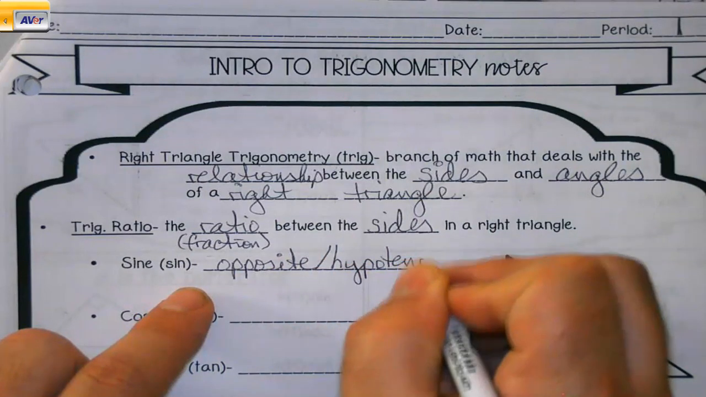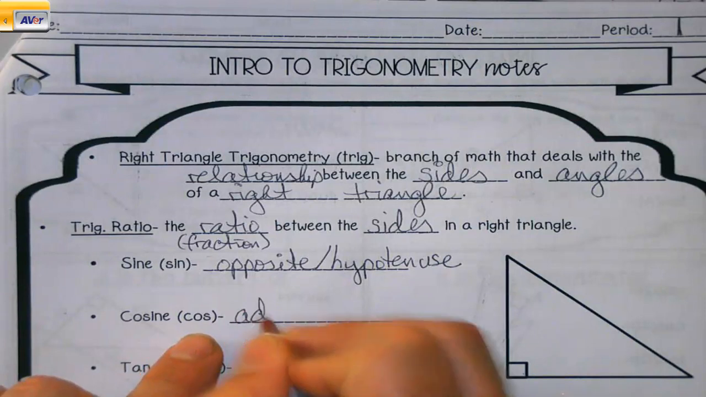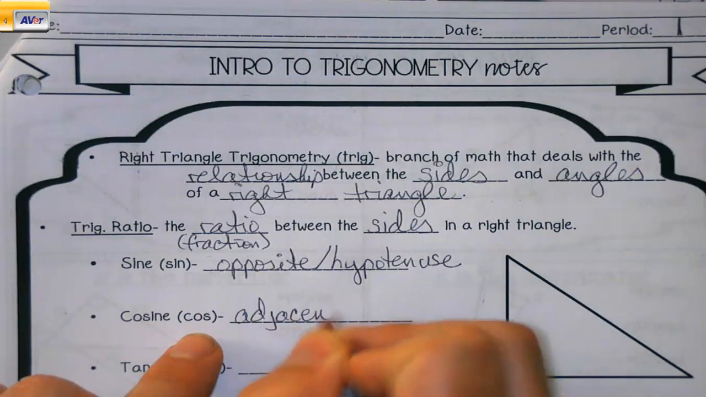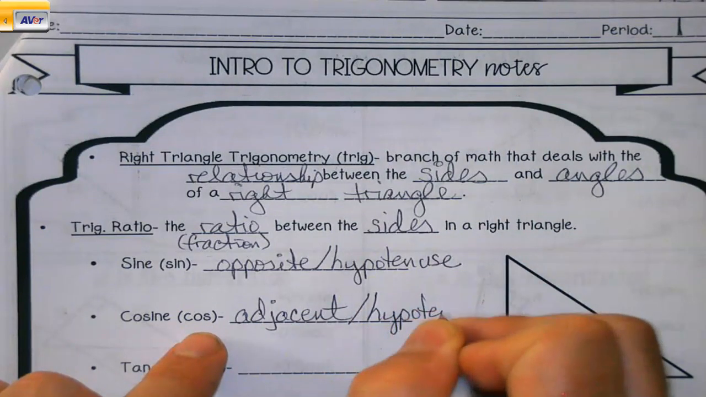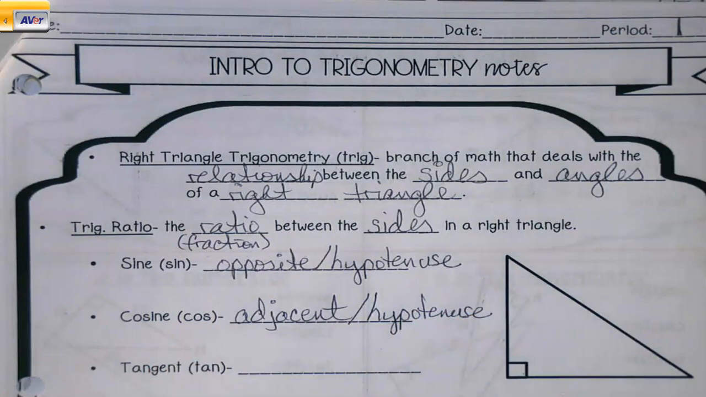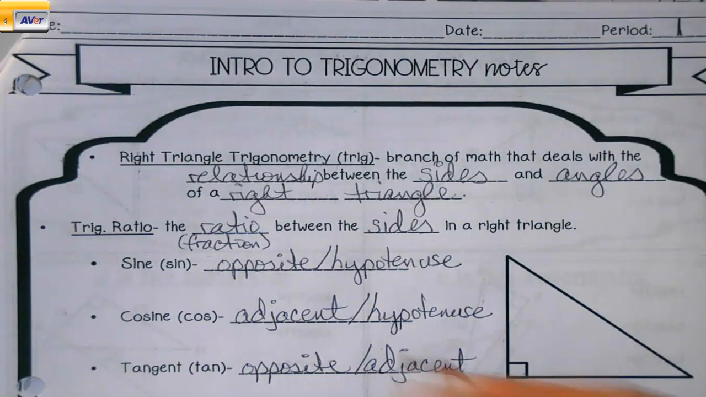When we're dealing with sine, we use the opposite side over the hypotenuse. You're going to have a picture to work with here on the side in a minute to be able to reference as we're looking at this. So for the moment, just kind of jot these down and we'll color code this in a minute. Cosine is adjacent over hypotenuse. And tangent is opposite over adjacent.